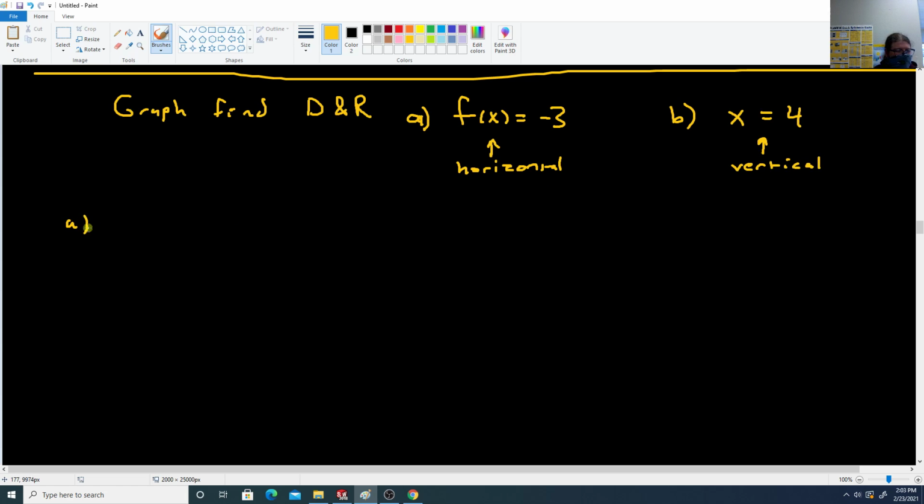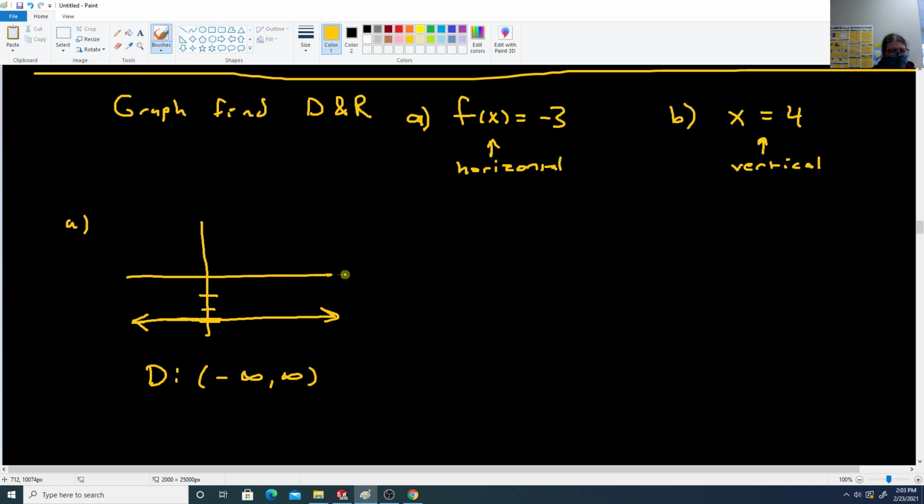So for part A, when we go to graph it, we have a horizontal line down here at -3. This isn't a diagonal line, so we know that the domain and range both aren't all real numbers. This is horizontal. The domain will be all real numbers because this extends forever in either direction in the x's. But for the range, the only y value you're allowed to get back is -3. So the range will only contain the number -3.